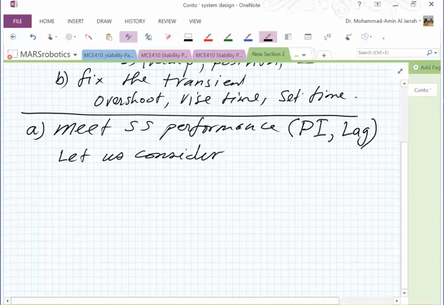So from the outset, I'll tell you that we're talking about PI controller or a lag controller, and these are meant only to fix a steady state performance. And you have to understand that the lag controller or the PI controller, to improve the steady state performance, on the other hand, make the transient performance worse. They make the transient performance worse.